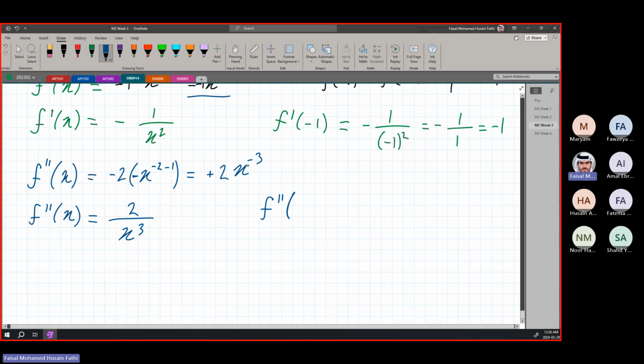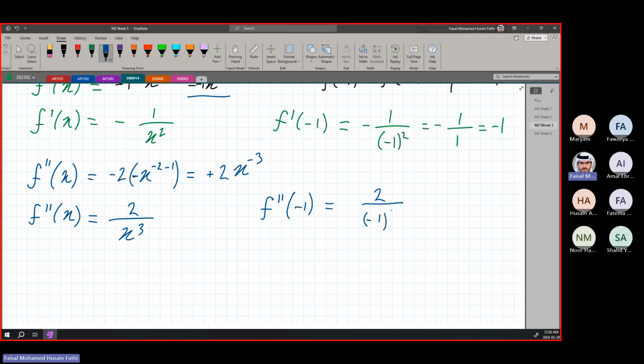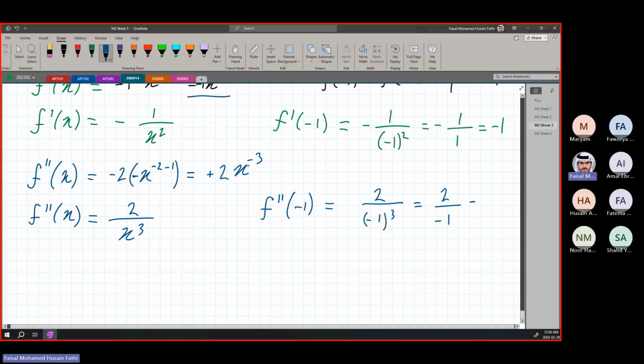We find now at the center point a, which is minus 1, 2 over minus 1 cubed. Minus 1 cubed becomes minus 1. Remember, if this is an odd number, the negative will stay. If it is an even number, the negative will go away. So it's 2 over minus 1. So it's equal to negative 2.